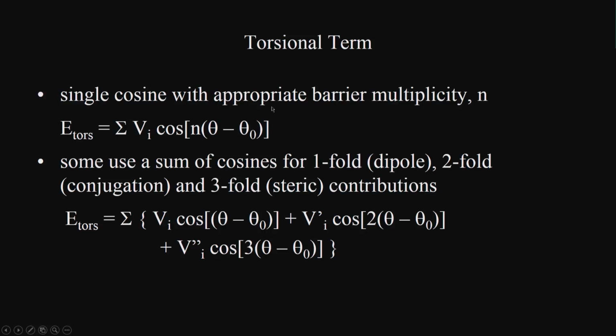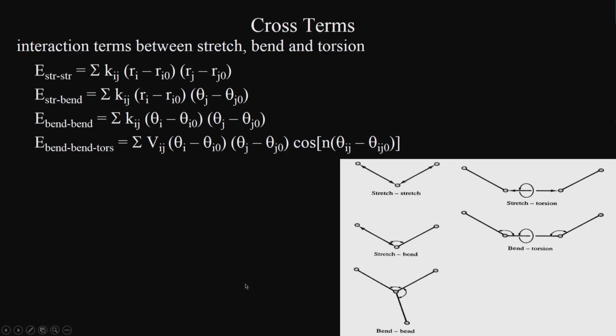So, we can have a single cosine with the appropriate barrier and multiplicity, that is Vi and n, or we can even go for this type of relation: cos(theta minus theta naught), cos(2 theta minus theta naught), cos(3 theta minus theta naught). So, if you have a dipole type, you can put 1-fold, 2-fold conjugation, 3-fold steric contributions and so on. So, we can go down to 3 terms here, or we can stick to 1 also. This is called the torsion energy.